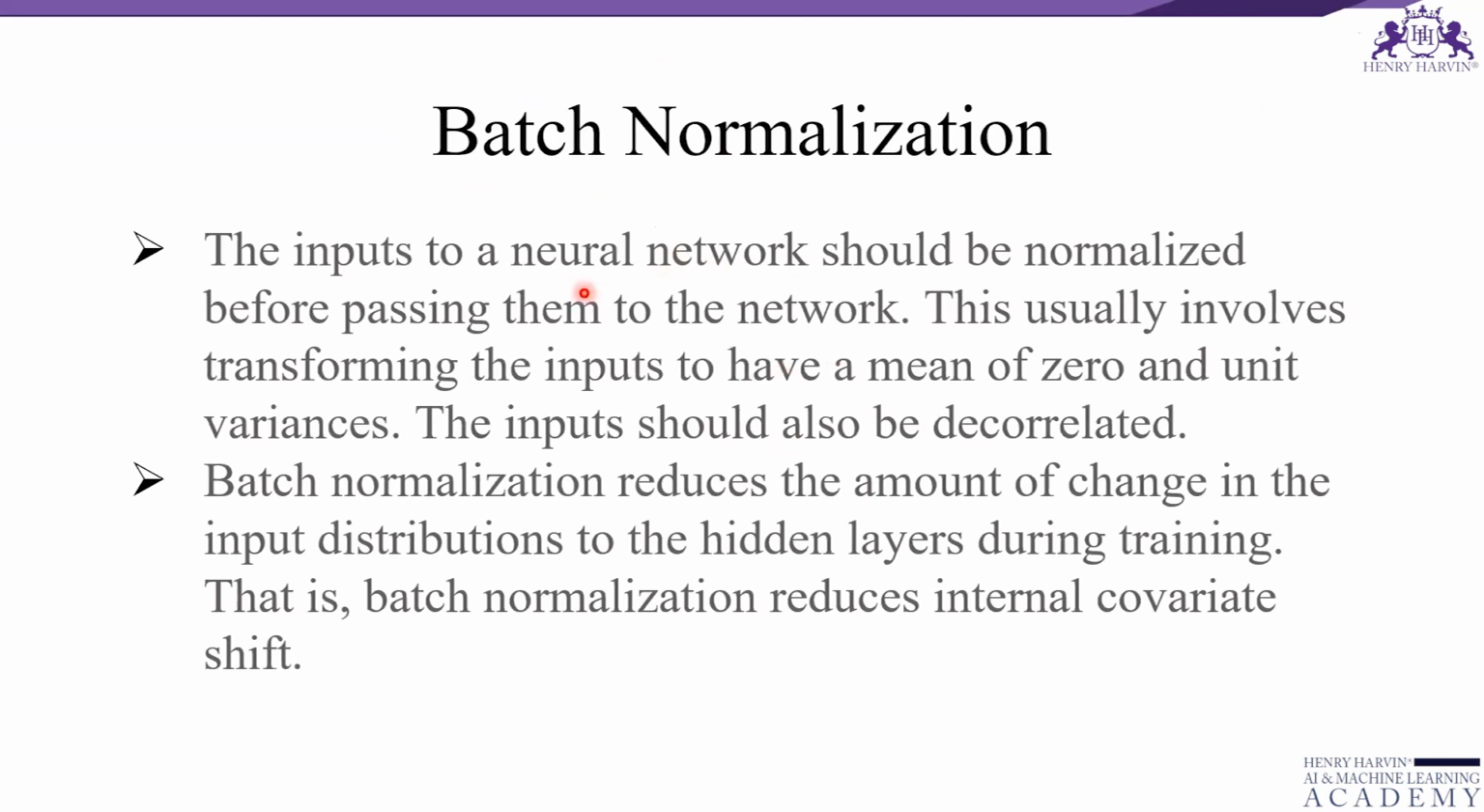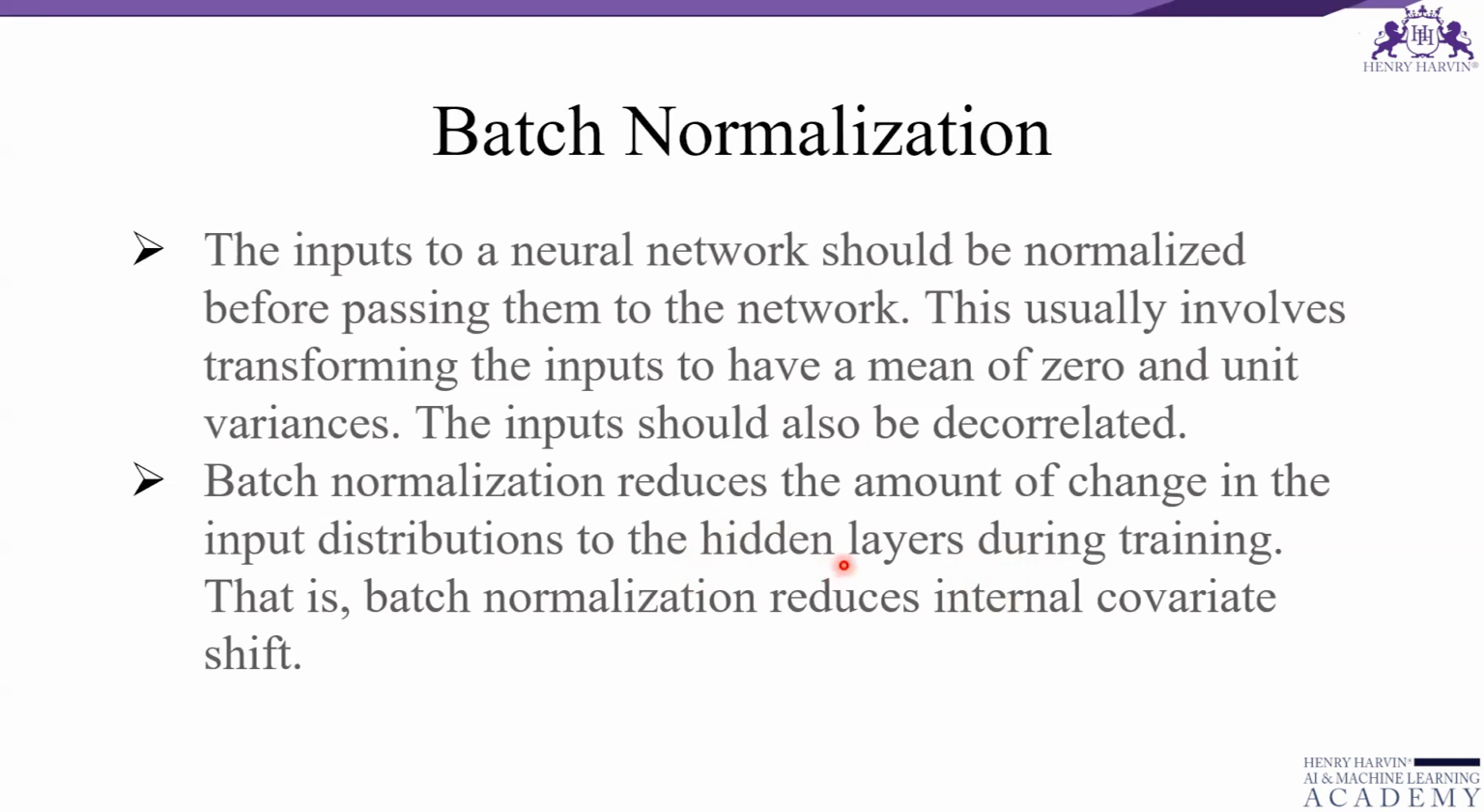Okay, so what is meant by batch normalization? Now we are studying the neural network. Here we feed a lot of inputs to the neural network, right? Before passing them to the network, all the inputs have to be normalized, which means we change the inputs to have zero mean and unit variance, right? The inputs should be decorrelated. What will happen here is it will reduce the amount of change in the input distributions to the hidden layers during training.